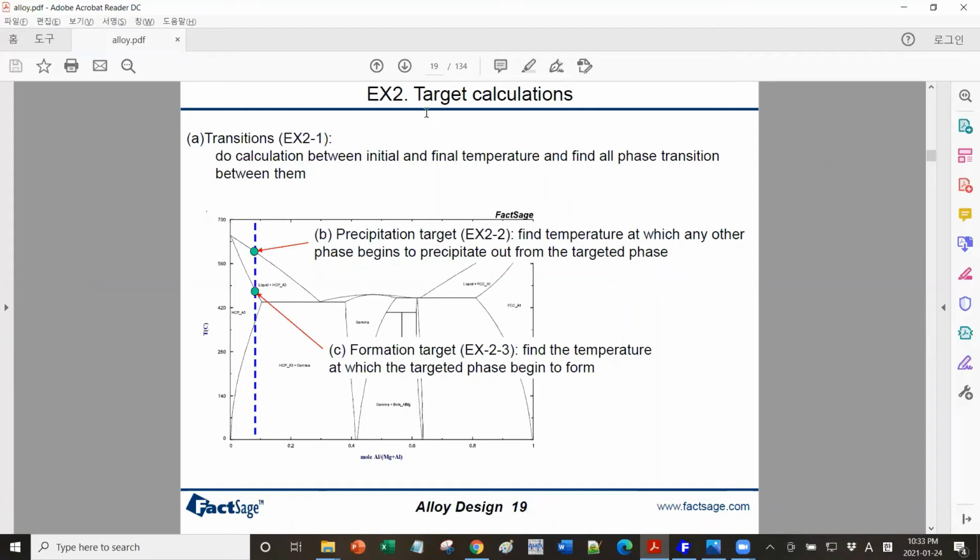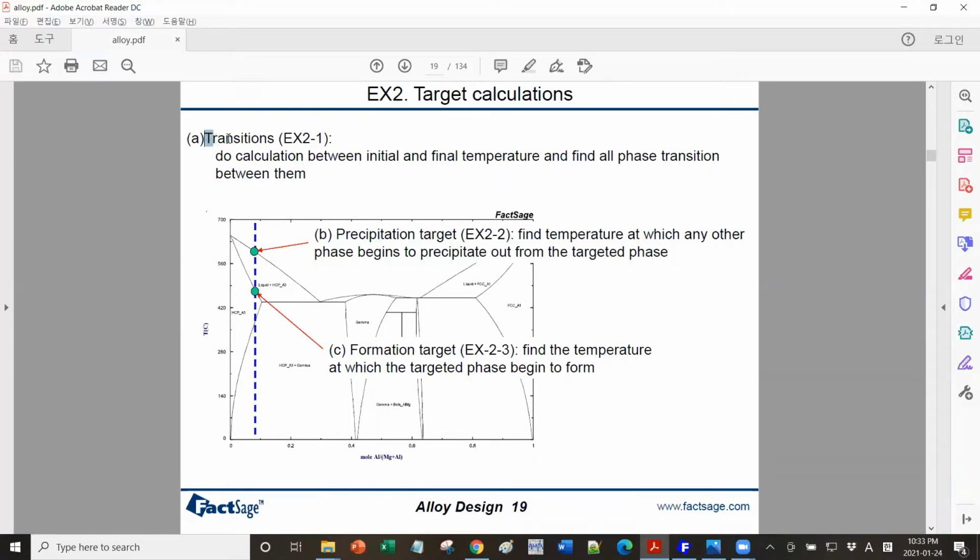Example number 2, target calculation. When we do an equilibrium calculation, usually we put in some temperatures and calculate. However, for the target calculation, we set some condition, then behind the scenes it finds the temperature. In this example, we will learn 3 types of target calculation.